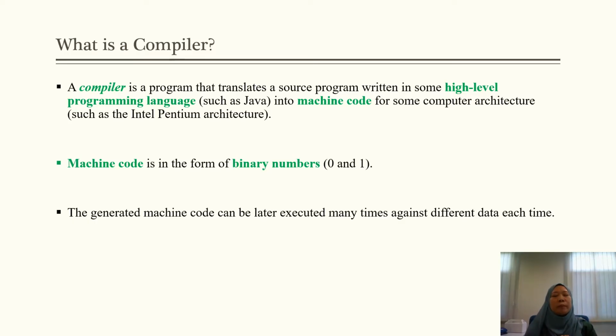Machine code is a language that is understandable by our computer, which is in binary form, 01, 01 and 01, because our processor can only process data in the form of binary numbers. That is why the program, the system, the application that we write in a high-level language needs to be converted into machine language. The generated machine code can later be executed many times, against different data each time. So we can use it again and again.